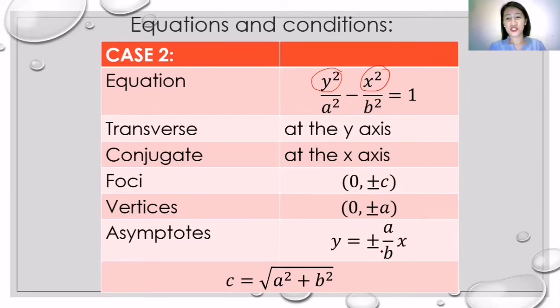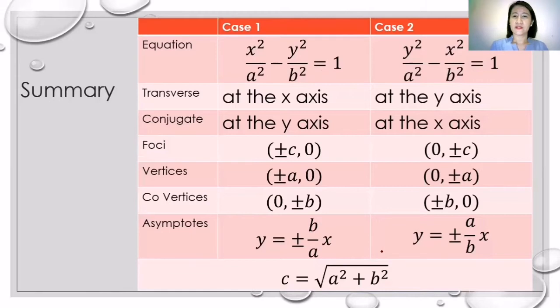Okay. So the question here is, is it possible for us to have a value b which is greater than a? Yes, it is possible. So posible pong mataas si b kesa kay a. Okay. So this is now our cases. We have case 1, case 2. This is the summary. So I would like you to take note of this.